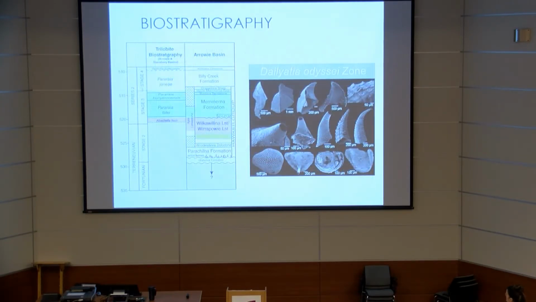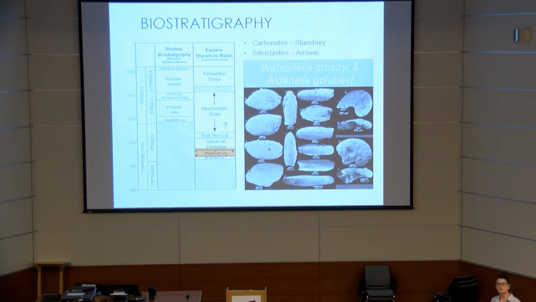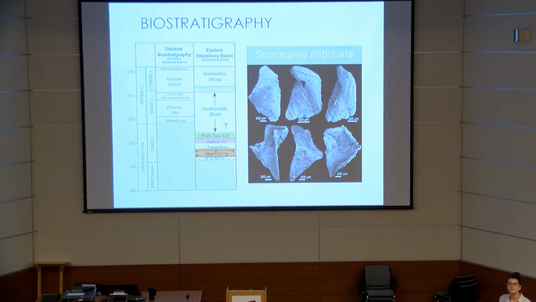So if I just go back, down in the lower parts of the succession in the Arrowie basin, we haven't got a lot of carbonates. So we have limited shelly fossil data from the lower parts in the Arrowie. But when we take the study to the Stansbury Basin, we do have carbonates at these lower levels. So we've been able to get Watsonella crosbyi, Aldanella golubevi, two taxa that are really important for identifying the Terreneuvian Stage 2 worldwide. And we also have this beast, Sonogynia imbricata.